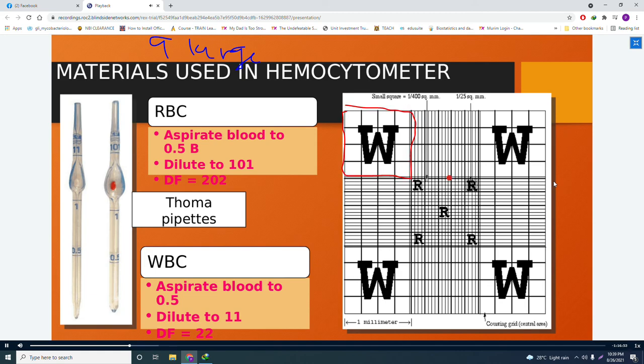1. Your number 2. Your number 3. 4. 5. And 6. And 7. And 8. And 9. Entiendes? Nagets? Nakita niyo kung saan yung mga large squares? Okay? Nagets? Alright. Class, anong tatandaan niyo sa 9 large squares na yan?